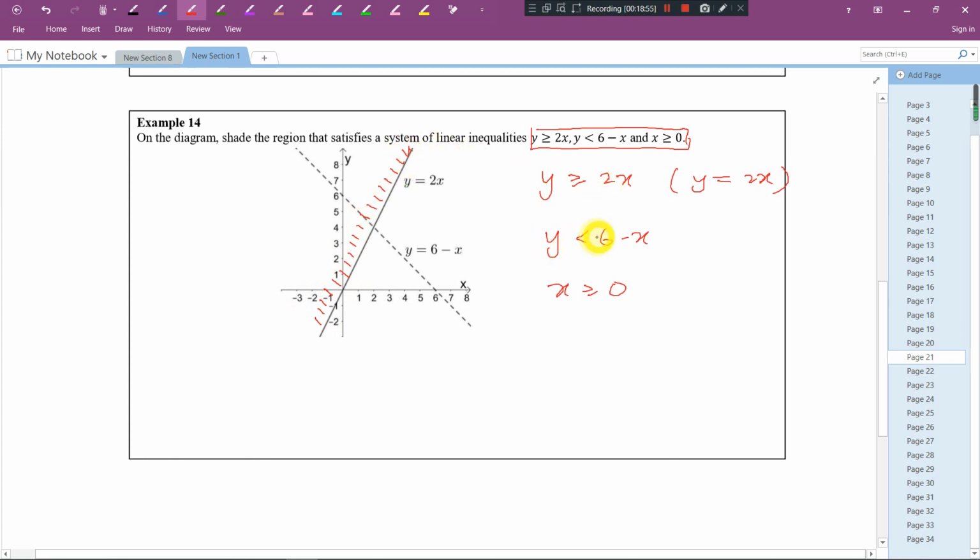Okay, now this y is less than 6 minus x. We have to look at this line, y is equal to 6 minus x. So below, right? Less than, below. Okay, now this is x is greater than or equal to 0. We have to look at x is equal to 0. Where is x equal to 0? X is equal to 0 is actually here, the y-axis. Okay, it's greater than or equal to 0, so it will be here.